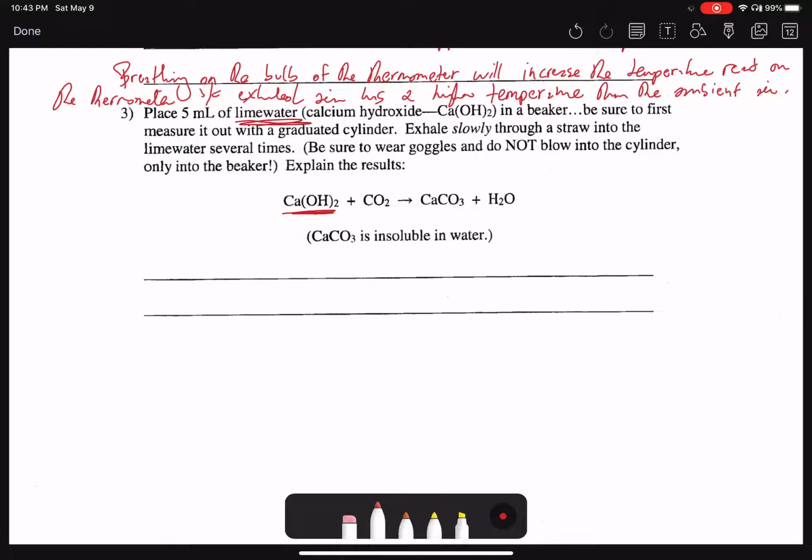It's called lime water. So as you add CO2, which is contained within the air that you exhale, to the calcium hydroxide, it reacts to form a solid precipitate, which is the calcium carbonate. This is calcium carbonate.